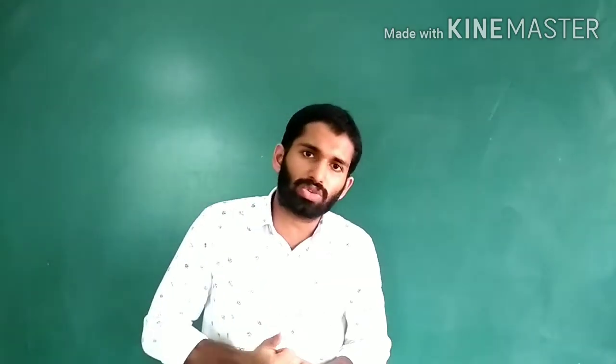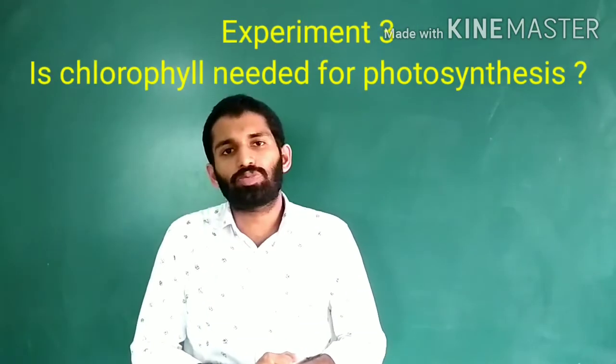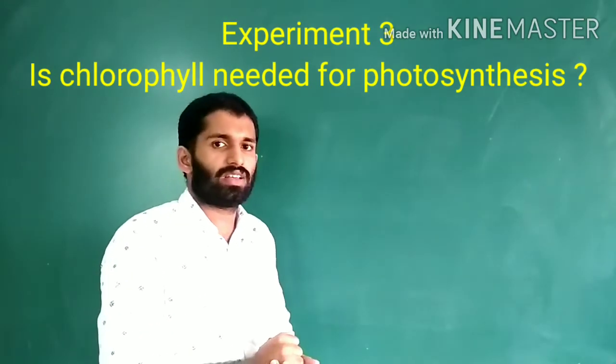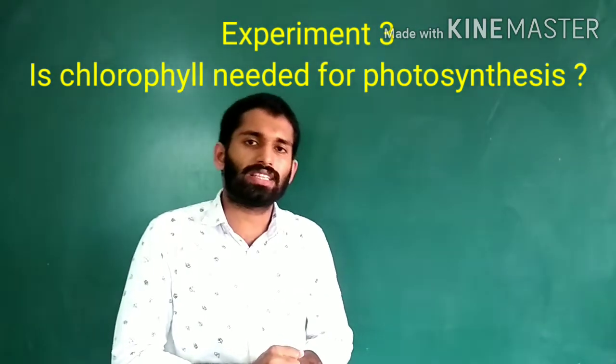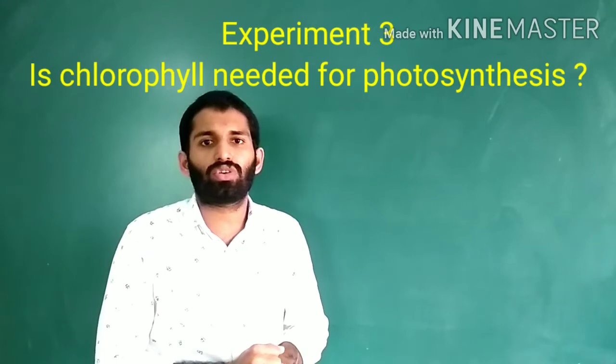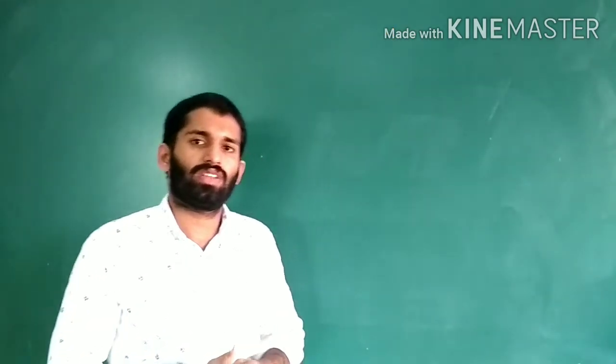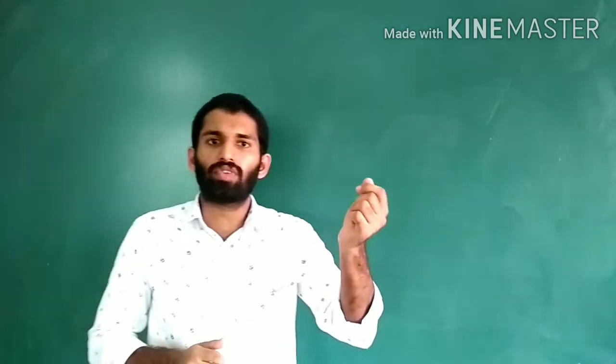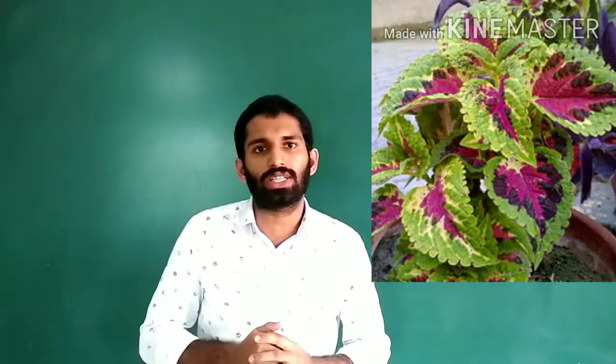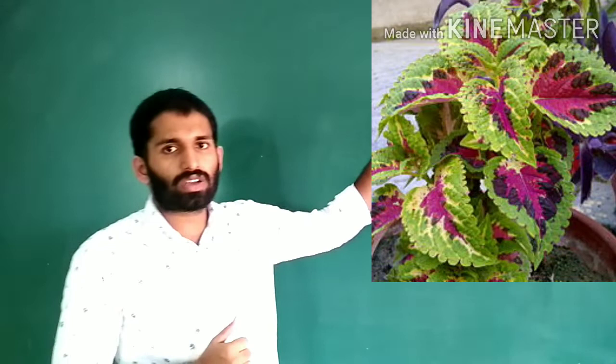Now shall we move to the third experiment? The third experiment is to check if chlorophyll is required for photosynthesis. So how we will check that? We should have a coleus leaf. Do you know what is a coleus leaf? So this is the coleus leaf.